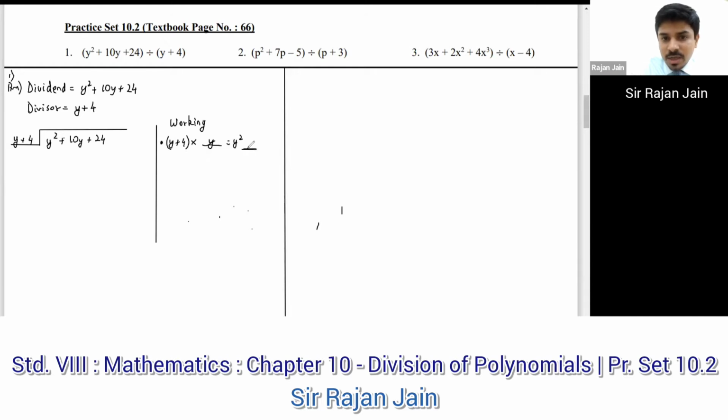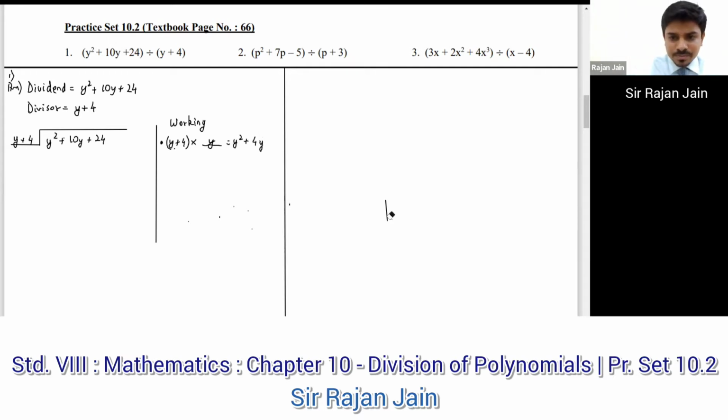Ye jo second term hai na, this is not in your control. Okay, you have to write whatever you are getting. But the first term, okay, you multiply by such a number so that you get the first term of the dividend. Okay, so now over here, this 4 into y, the additional term that I get is plus 4y.